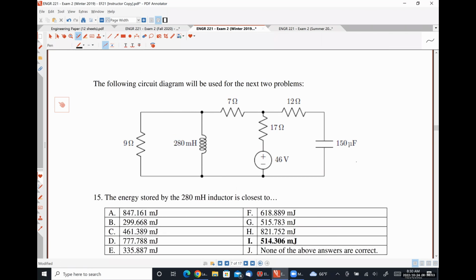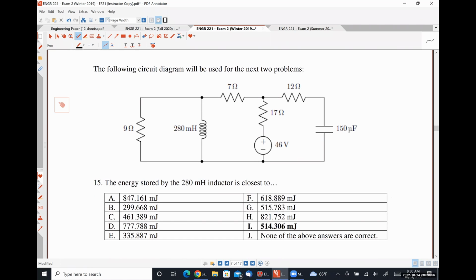All right, so we want the energy stored by the inductor. So let's start off by recognizing that this is a DC circuit. So our capacitor is going to look like an open circuit, and our inductor looks like a short circuit. So effectively, any current that's leaving the positive terminal of the 46 volt source is going to flow through the 17 ohm resistor here. None of it can branch off and flow to the right because the 12 ohm resistor isn't part of a closed current carrying path.